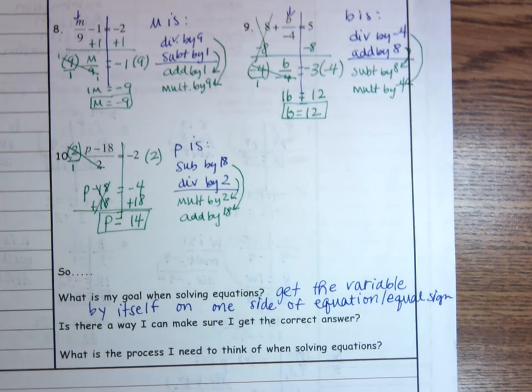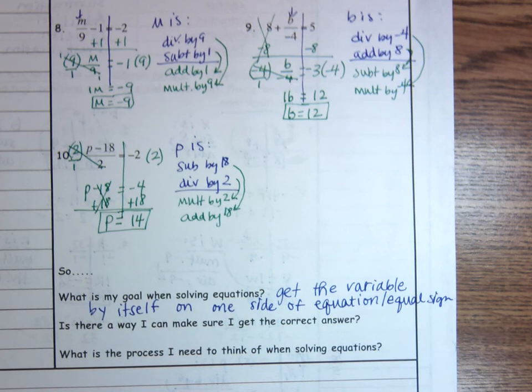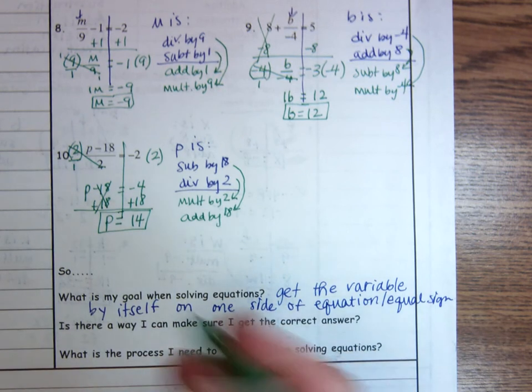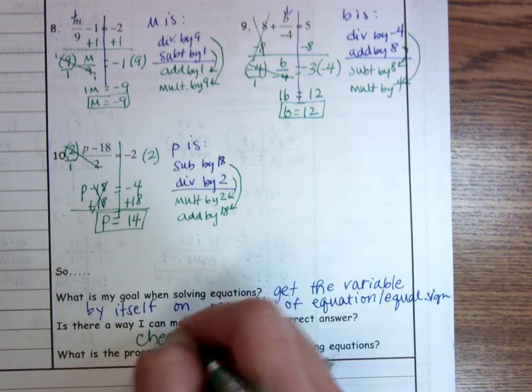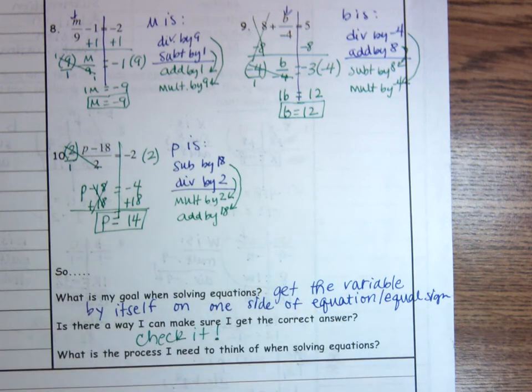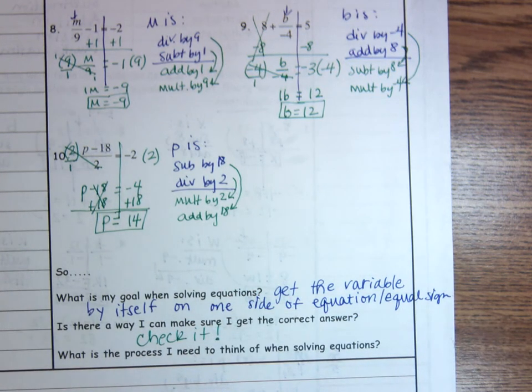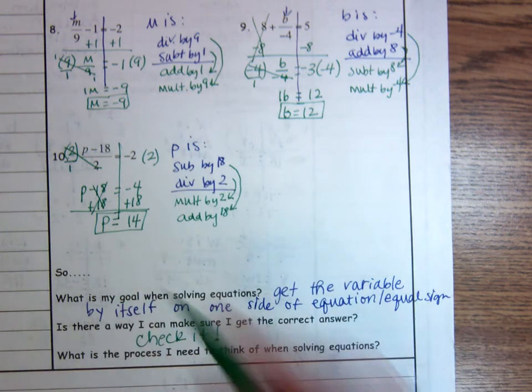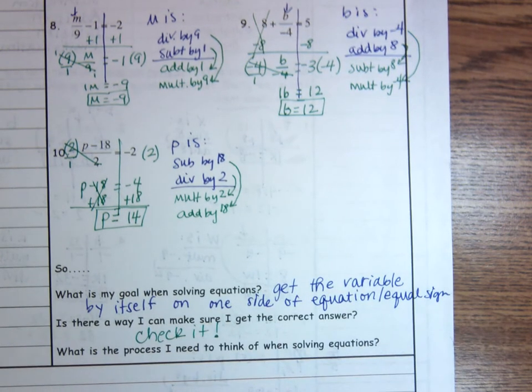Is there a way I can make sure I get the correct answer? Absolutely. I can check it. And I did that on the one-step equations, but you can do that very same process on the two-step equations as well.